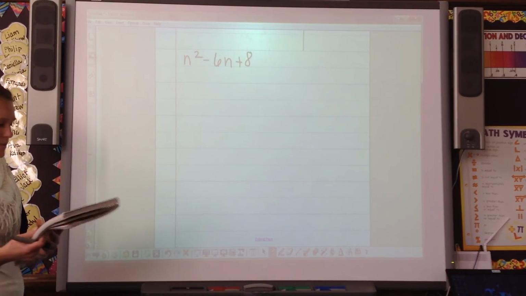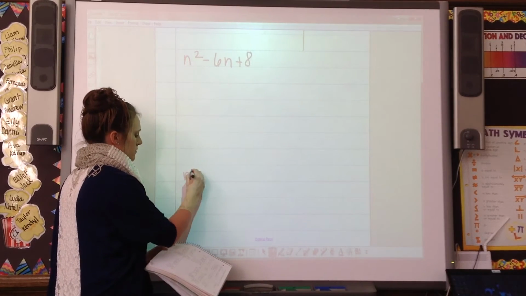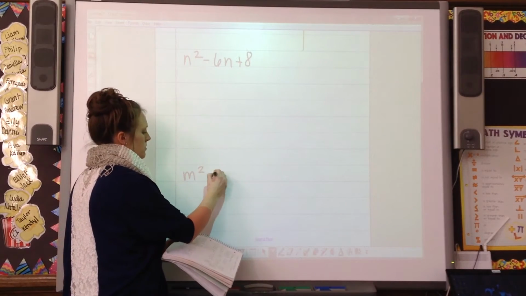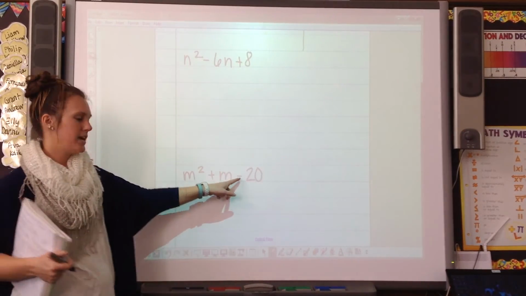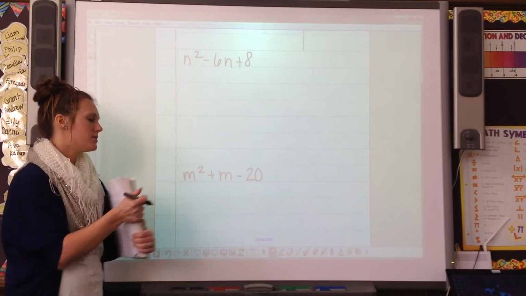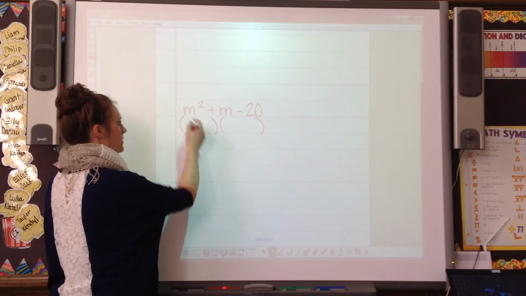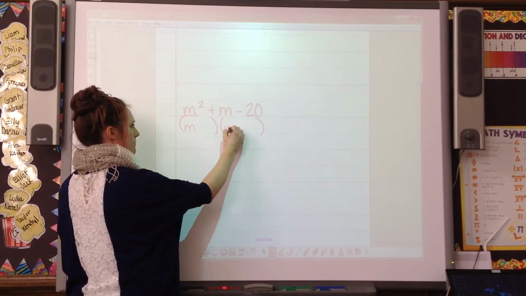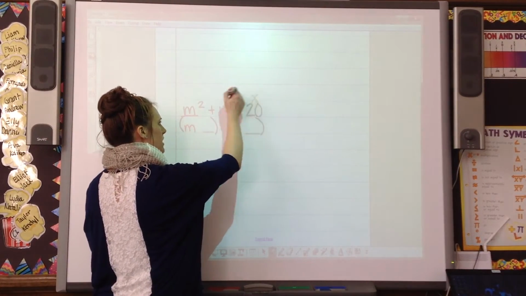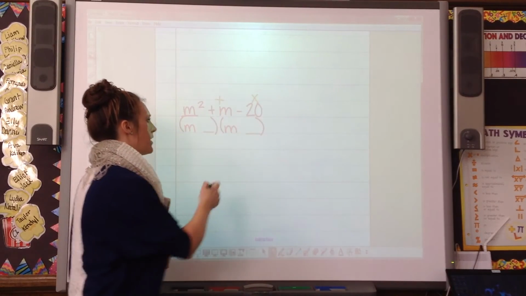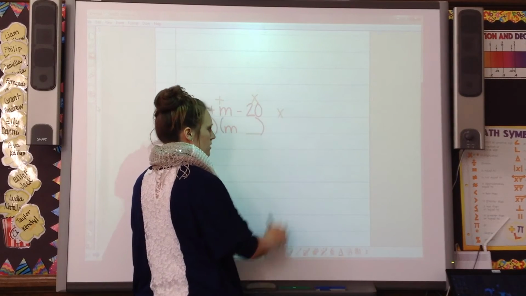Okay, I have 2 more types of problems for you. The next type: n squared plus n minus 20. You're going to notice now the negative's in a different spot. You still use the same process. To get your first term, we do n times n. To get these last terms, you need to multiply to be negative 20, but add to be 1. Hopefully by now you're starting to see some patterns.